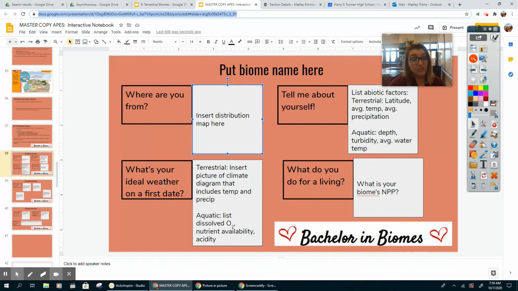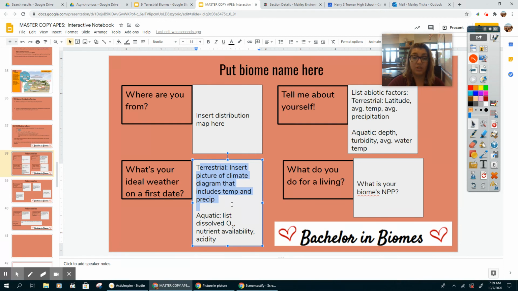What's your ideal weather on a first date? If you're a terrestrial biome, you're going to insert a picture of a climate diagram that includes temperature and precipitation. If you're aquatic, you're going to list some things. So you're going to go through and answer all these questions.